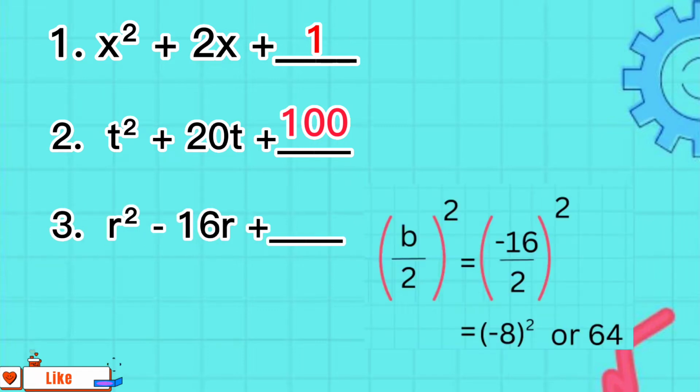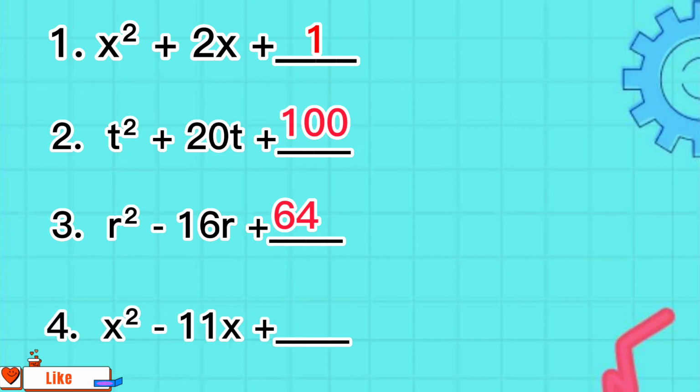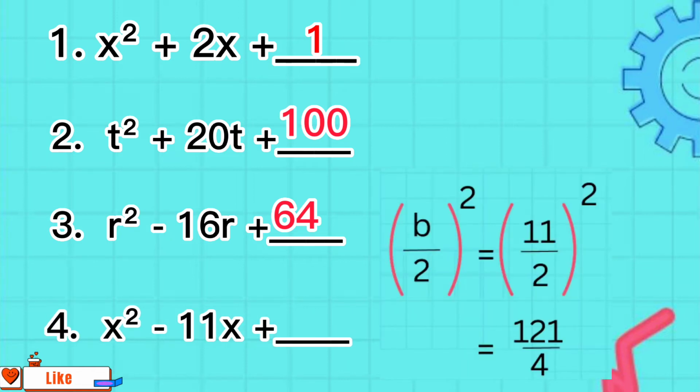In number 3, b is negative 16. Negative 16 over 2 is negative 8. Negative 8 squared is 64. The b in number 4 is 11. 11 over 2 squared is 121 over 4.